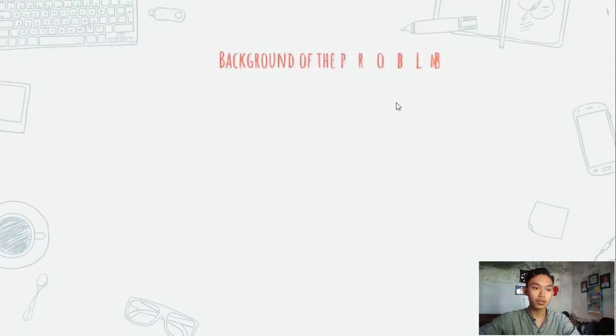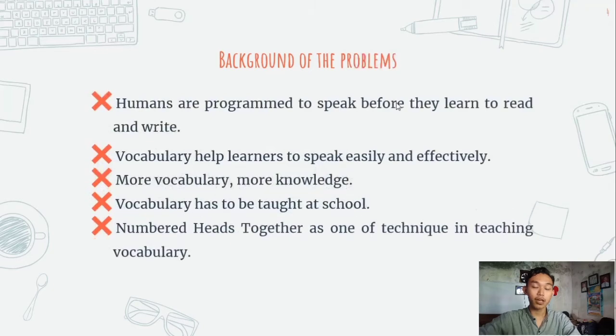Okay, now let's jump into the background of the problem. As we know, humans are programmed to speak before they learn to read and write. And learning vocabulary helps learners to speak easily and effectively. The more vocabulary the students have, the more knowledge they can understand. By enriching the vocabulary, the students will be able to improve their knowledge. That's why vocabulary has to be taught at school. And the number heads together method is considered an effective one.